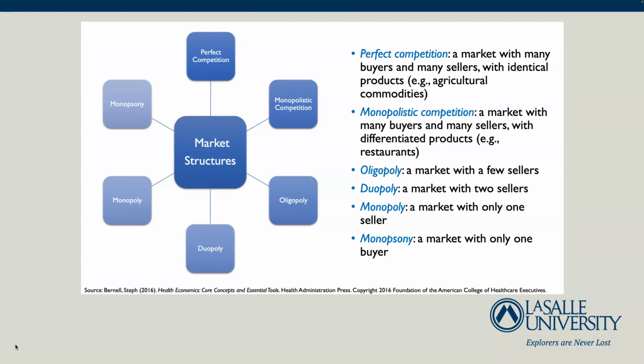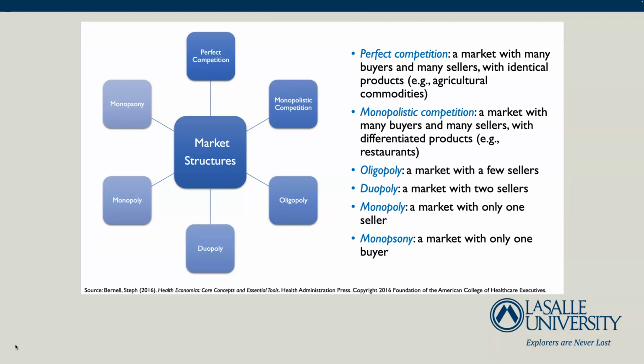Under monopolistic competition, we have a market also with many buyers and many sellers. But here we have differentiated products being bought and sold. So you can think of the restaurant industry as being a monopolistically competitive industry. Now, under an oligopoly, we have a market with a few sellers, and under a duopoly, we have a market with just two sellers. In a monopoly, we have a market with only one seller.